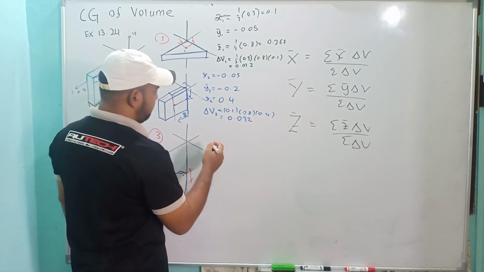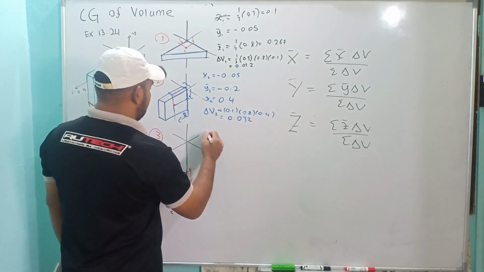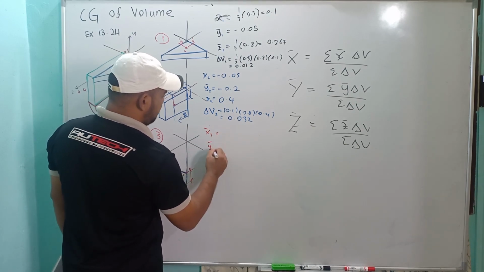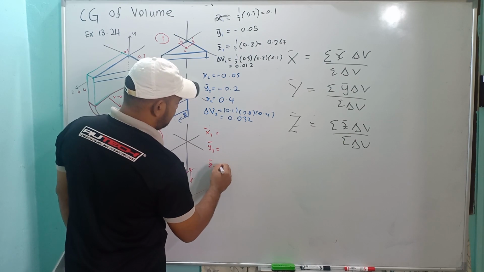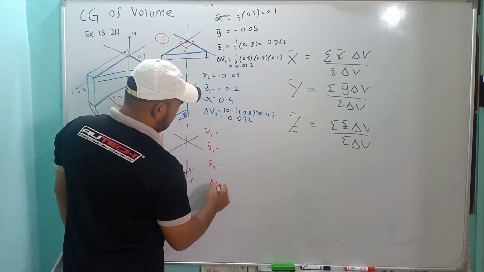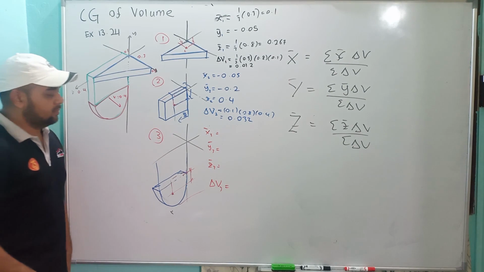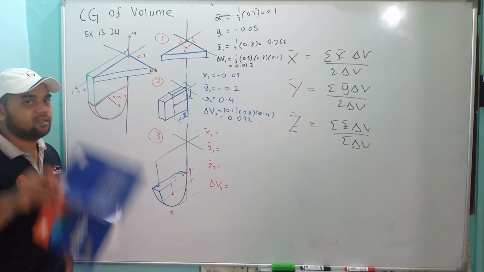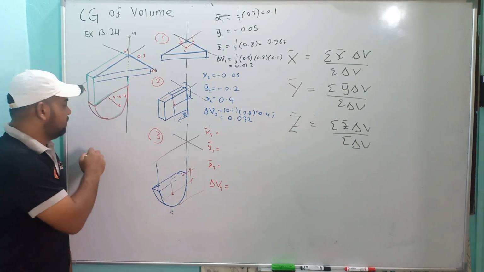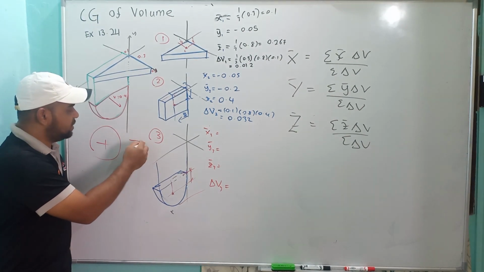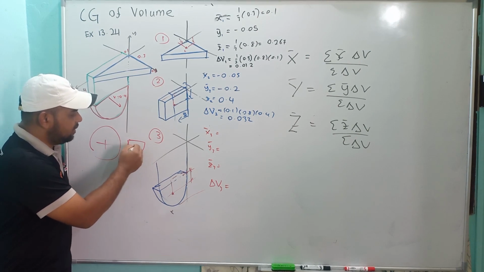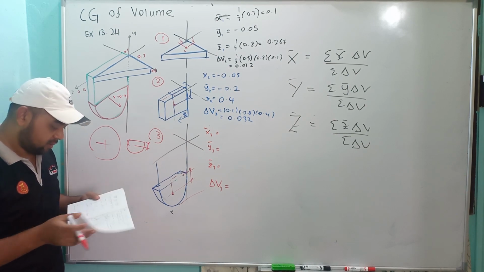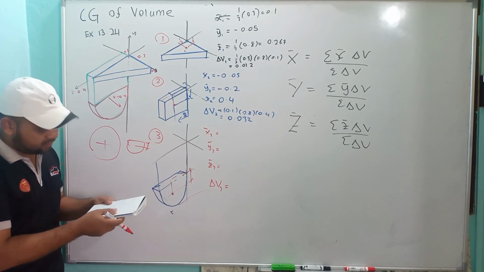Then we go to the last one, which is this half circle with the same thickness of 0.1. So we have X bar 3 equal to, Y bar 3 equal to, Z bar 3 equal to, delta V3 equal to. We know from the table given in the book that for a circle it is right in the middle. For the semicircle, it is here, and in the equation it is written as 4r over 3 pi.